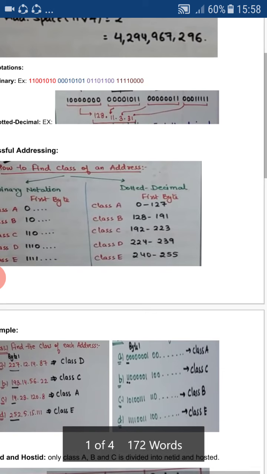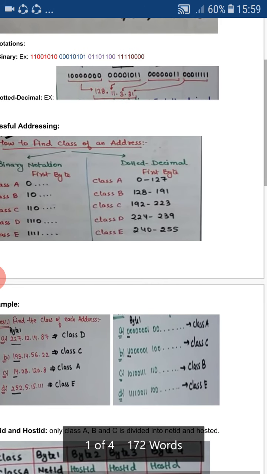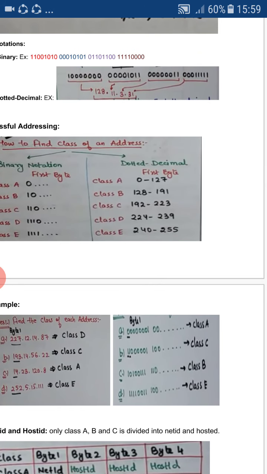In the same manner we have the binary example. Again we are going to observe only the first byte. The starting bit is 0, so no other class starts with a 0, it belongs to class A.